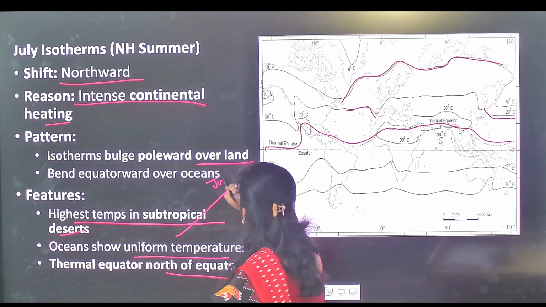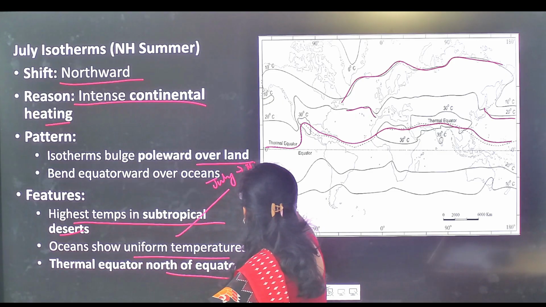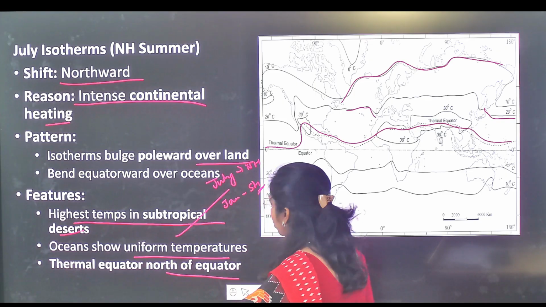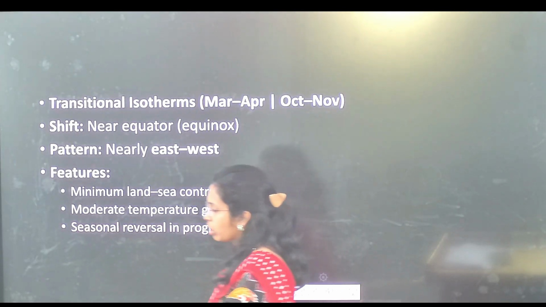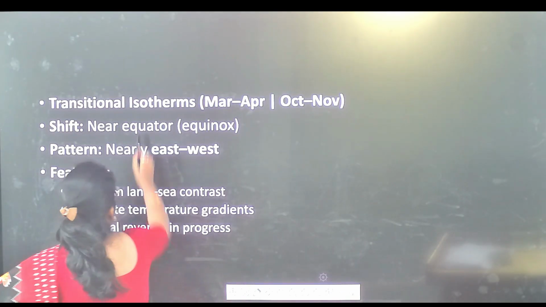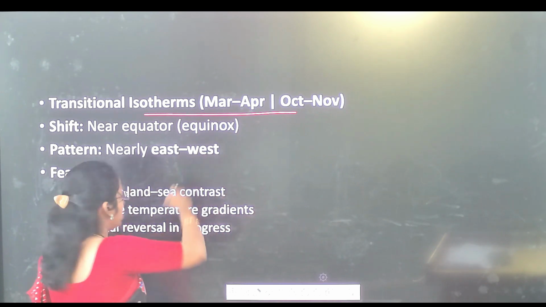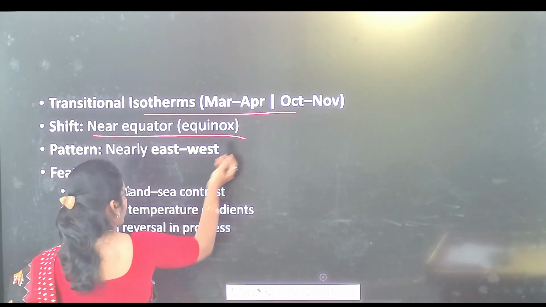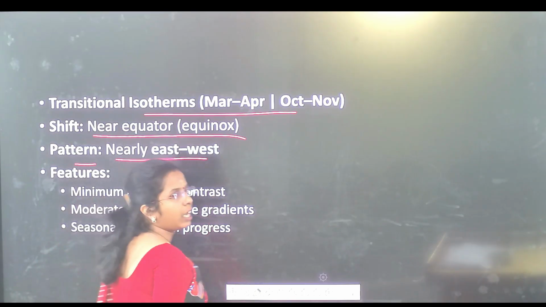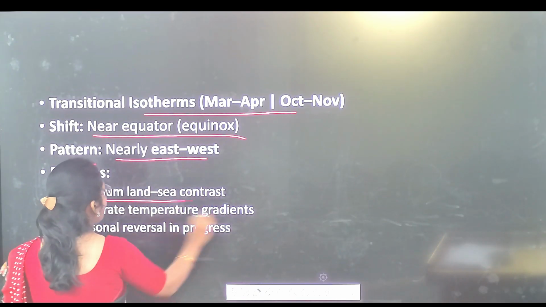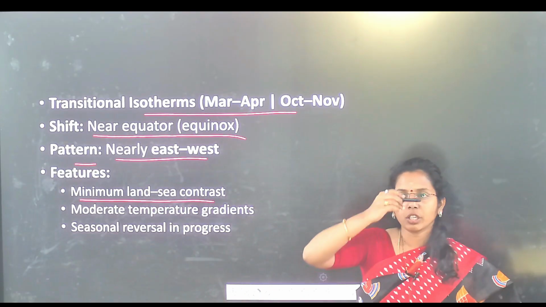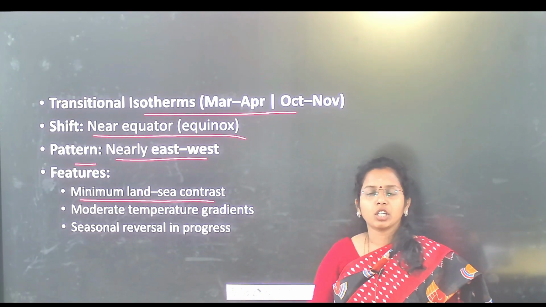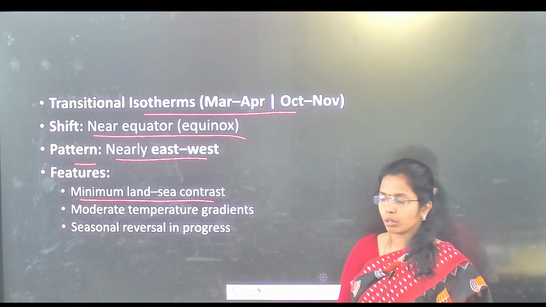So in July the shift is northward and in January the shift is southward. This you have to remember. And transitional isotherms: March, April and October, during equinox time, near the equator the pattern is nearly east to west. Minimum land-sea contrast, because of this land-sea contrast only are we going to see that southward and northward bending during January and July months.